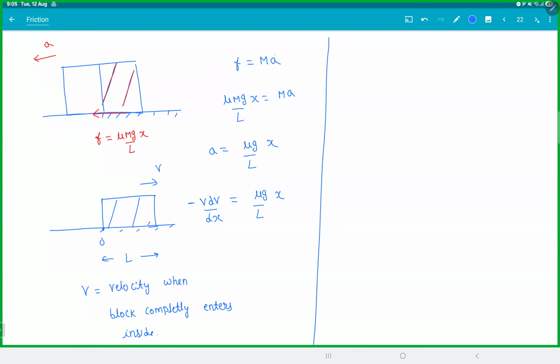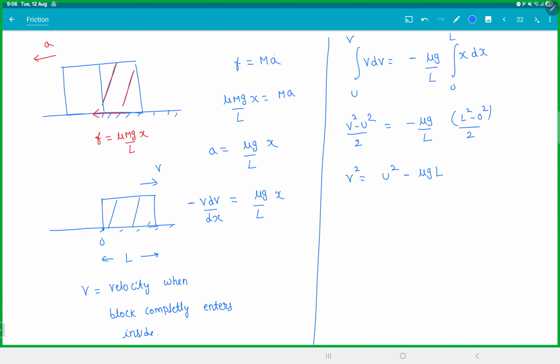So when you take the limits, v dv is equal to minus mu g by L x dx. Initially x is 0, then finally it will be L. Initially speed u, finally speed is v. Look at the limits. X is 0, meaning the block is completely in the smooth surface. What is the speed then? u. X is equal to L. Block is completely into the rough surface. The speed is v. So this will be v square minus u square by 2 is equal to minus mu g by L into L square minus 0 square by 2. So we get v square is equal to u square, 2 will cancel, minus mu g L. This is the speed of the block.